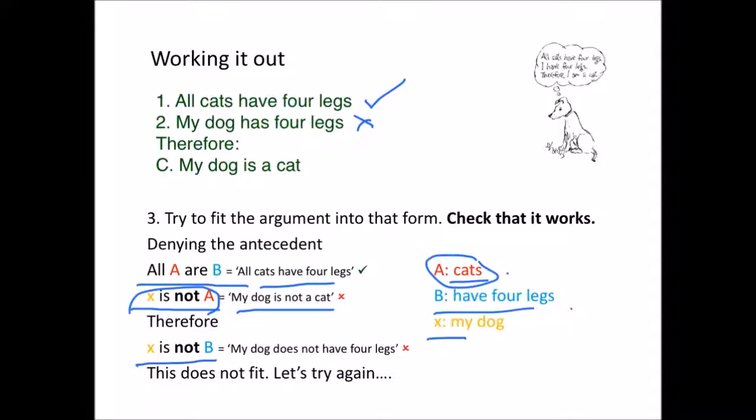X is not B. Well, if X is my dog and B is having 4 legs, this should mean my dog does not have 4 legs. But again, that's not what the conclusion says. The conclusion says my dog is a cat. So it doesn't look like this fits the denying the antecedent pattern, so let's try again.